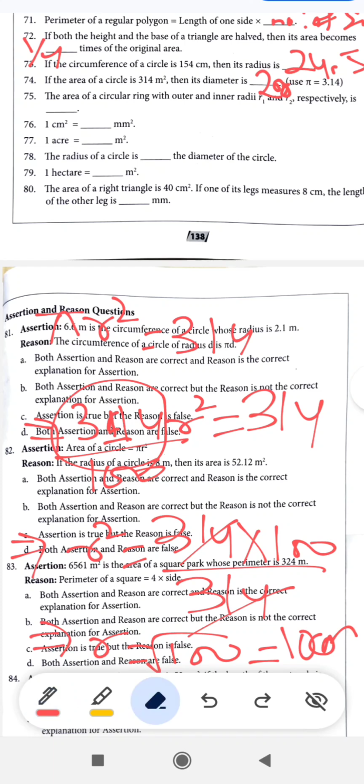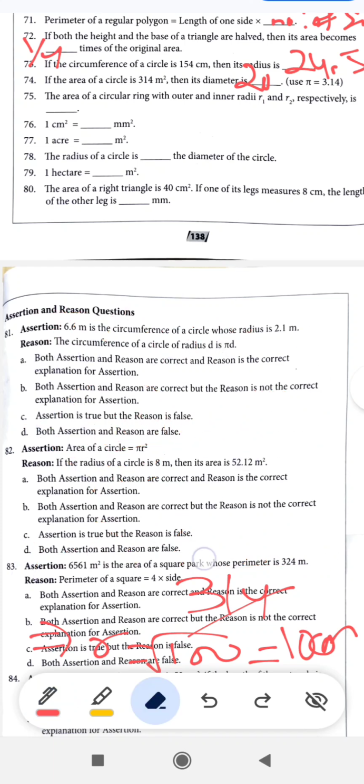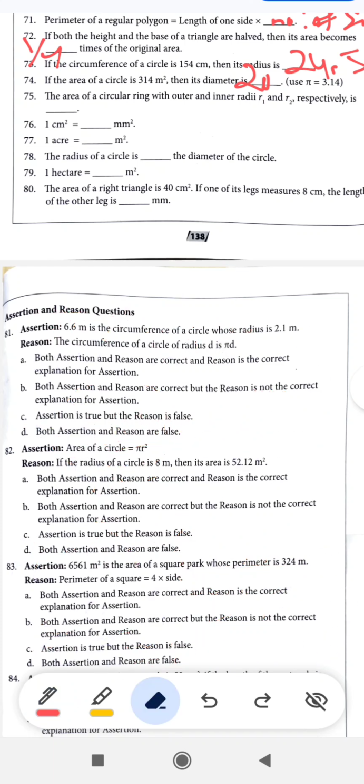Oh, not able to write. Let it write it once again. 20. Yes, 20 centimeter. Please write it down because there is no sufficient space, so I am not able to write, but you are supposed to write the unit. 20 meter. Okay, here it is meter. Let me write this. Okay, now question number 75.